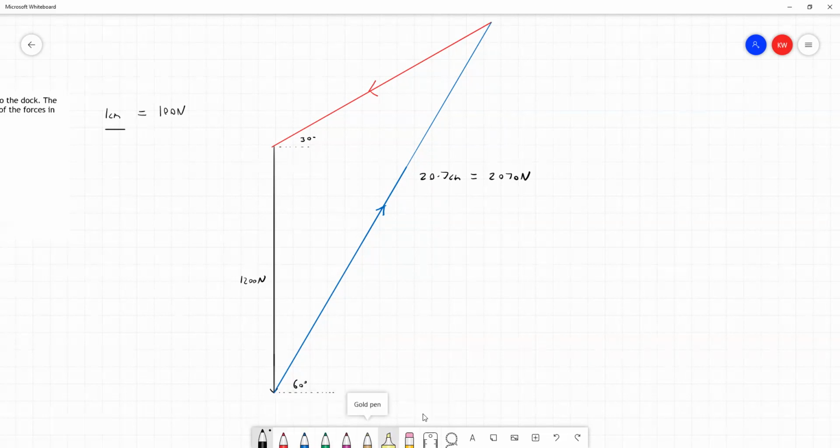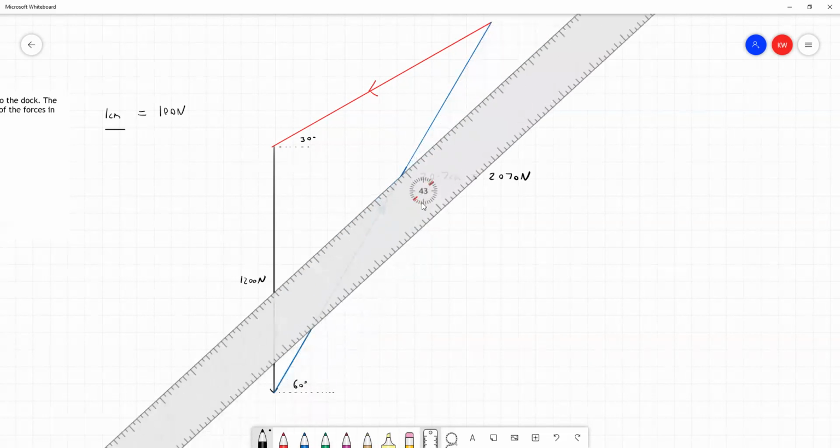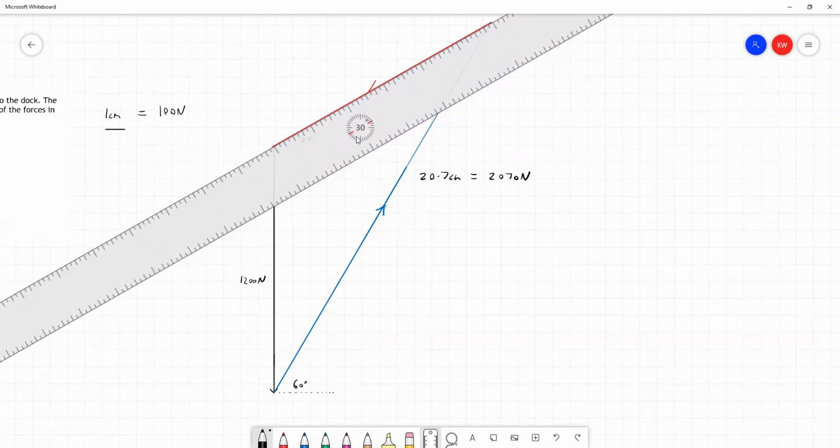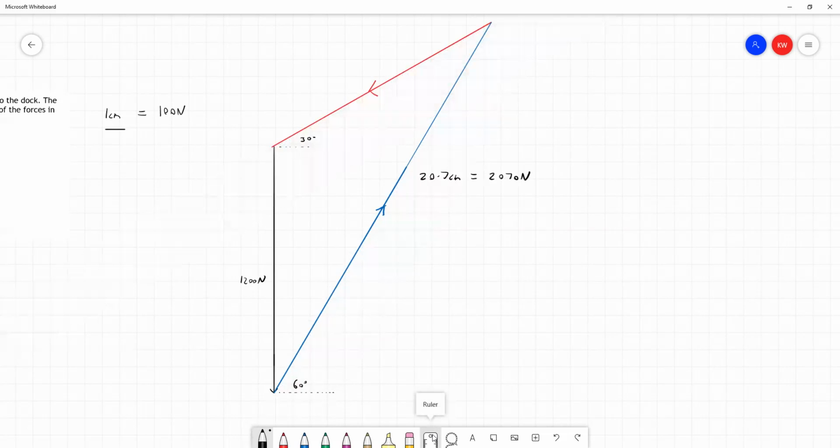And measuring the red line, well, let me get my ruler lined up with that. 2, 4, 6, 8, 10. I make that just shy of 12, so I'll say 11.9 centimetres. And that's equal to 1,190 newtons. And in all probability, that line's probably 1,200 newtons.